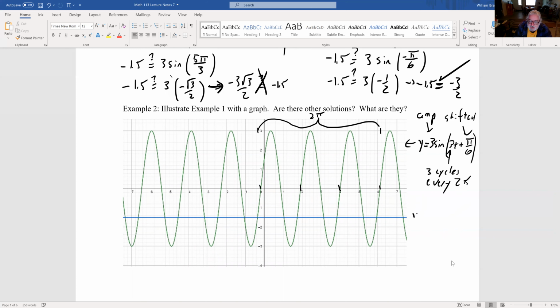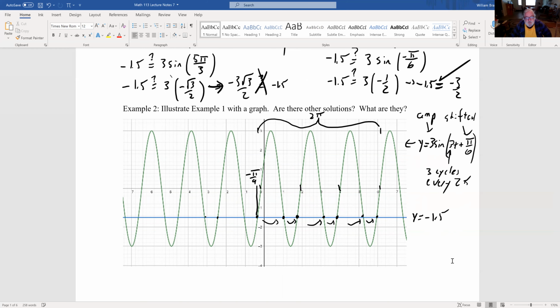So we found one solution. Oh, and this is the left-hand side. This is minus 1.5, y equals minus 1.5. So the solutions we're looking for are the x coordinates of these points where the line intersects the function. We found one. That's minus pi over 9. But what are the other ones, and how can we find them? And we'll see that in a little bit.